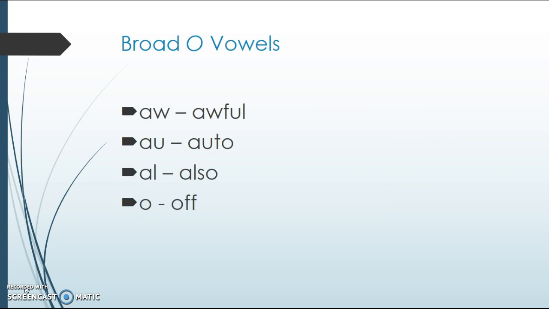And then there's the broad O vowels, the vowels that make that aw sound. So awful, auto, also, off, all sound kind of aw. And that's called the broad O, and that's because of the shape of your mouth when you make that sound. Makes that O sound with your lips and mouth.